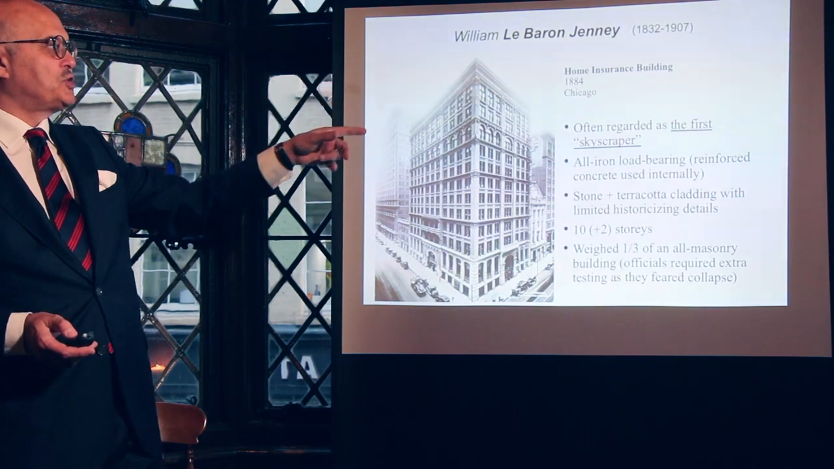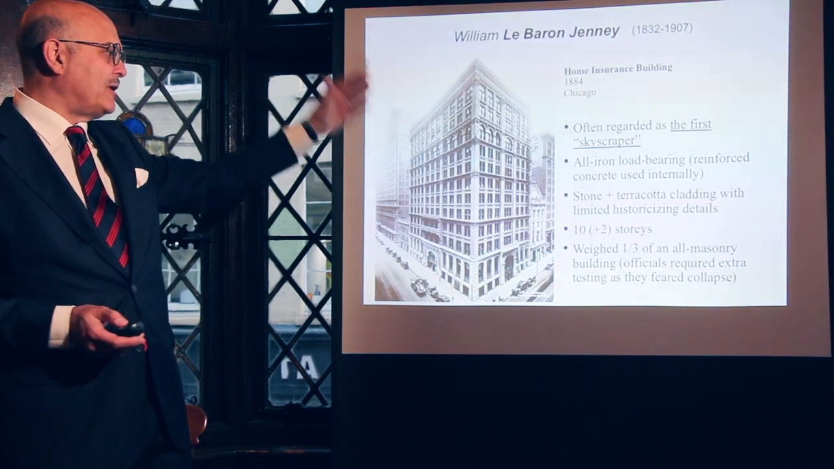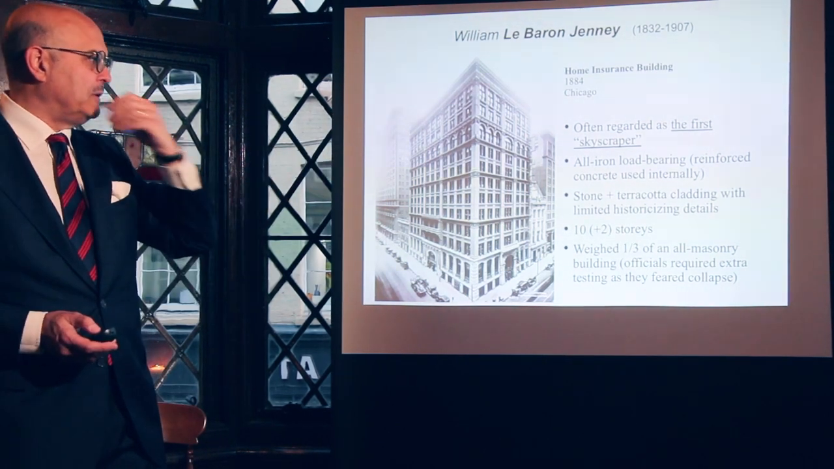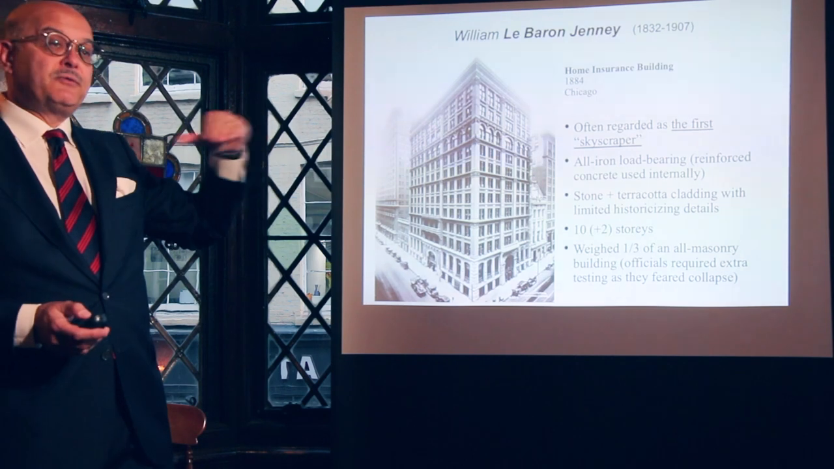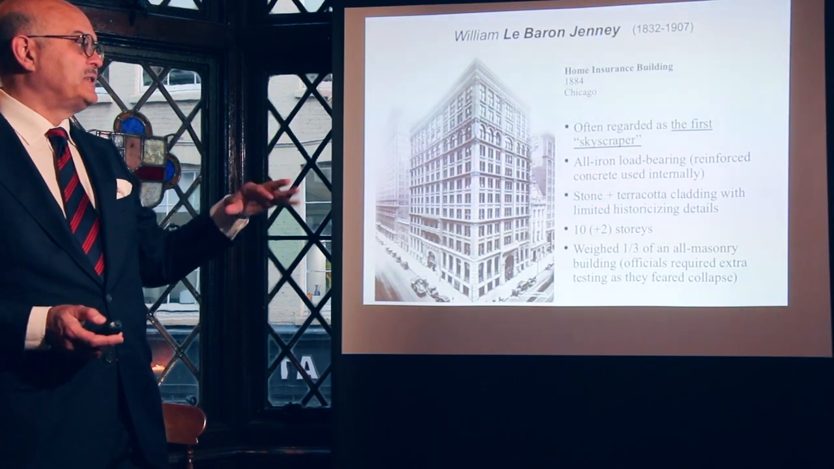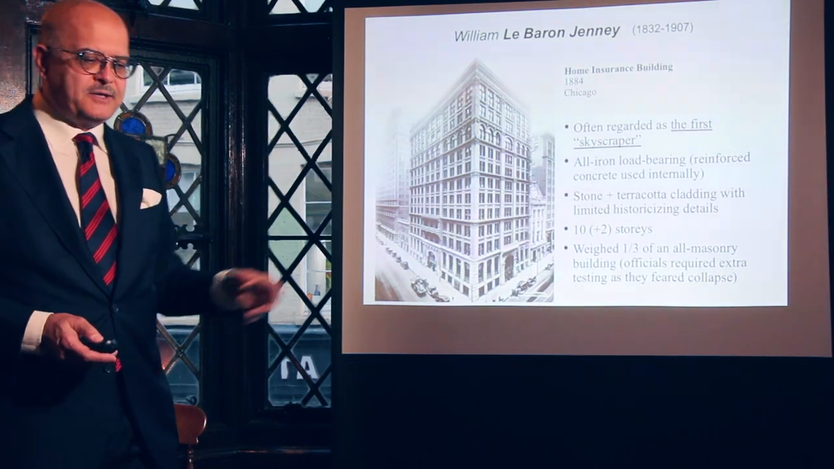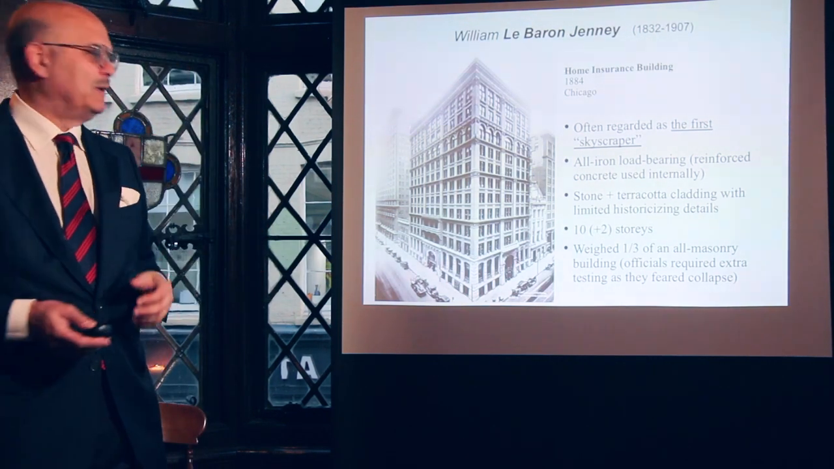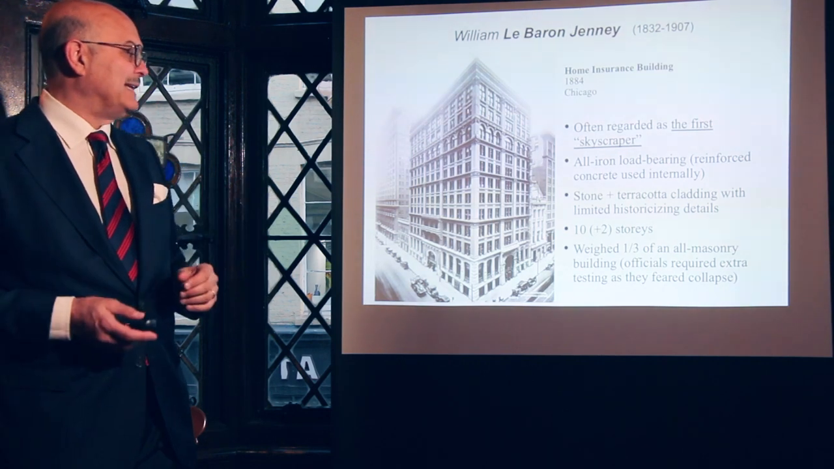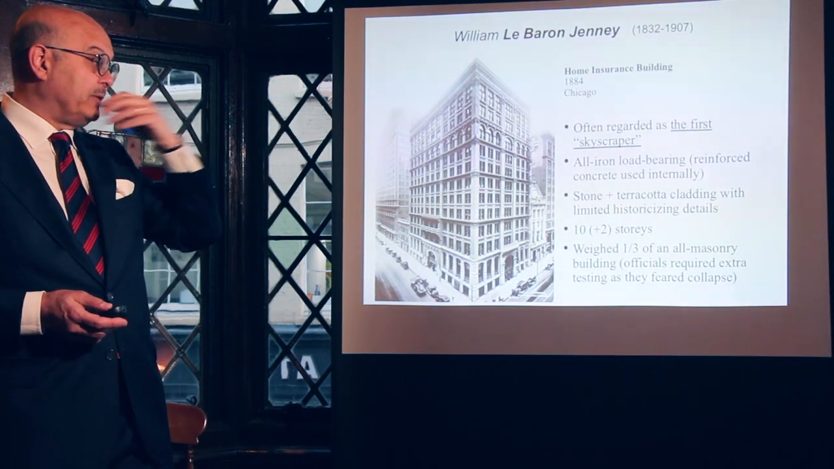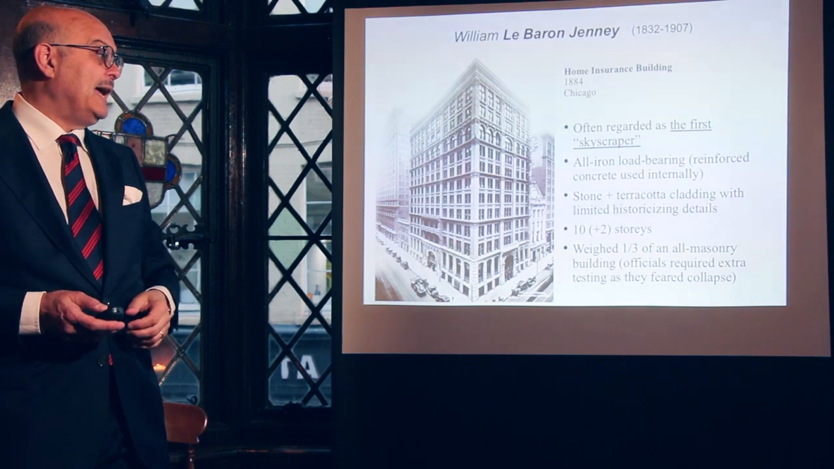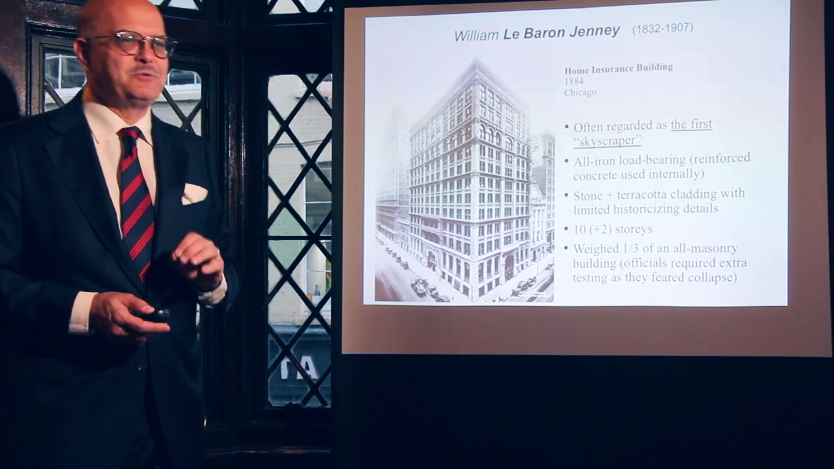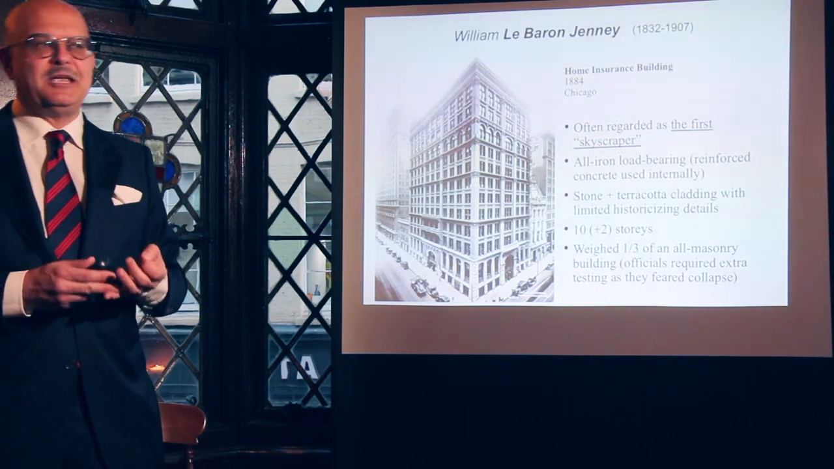He then went on to build the Home Insurance Building, which is generally regarded as the first skyscraper. Now, there's a little bit of historicist ornamentation there, but it's all iron load-bearing, reinforced concrete for all the internal structures, stone and terracotta cladding over the iron, because they found out that when fire started, cast iron buckles and the buildings collapse, so you need to clad them. It was built at 10, then 12 stories, which is quite high at the time, and it was calculated that it weighed one-third of what a masonry building of the same size would have. So imagine the savings in time and money.